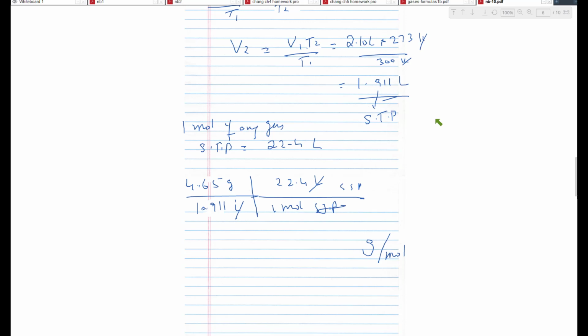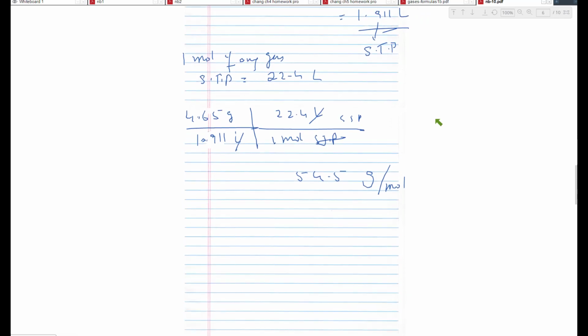All right. So I'm getting 54.505 grams per mole. How much are you getting? 54.5, am I right? Yep. So that's the molar mass, gram per mole.